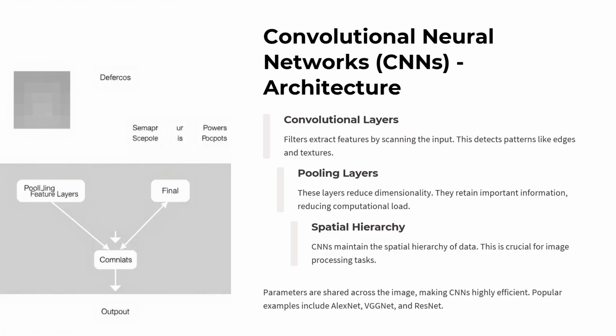Third one is spatial hierarchy. A CNN preserves the spatial structure of the input, meaning it knows which features appear where in an image. This is very important in tasks like image recognition, where the position of features matters. CNNs are efficient because the same filters are used across the whole image. Famous CNN models include AlexNet, VGGNet, and ResNet, which are widely used in computer vision tasks.